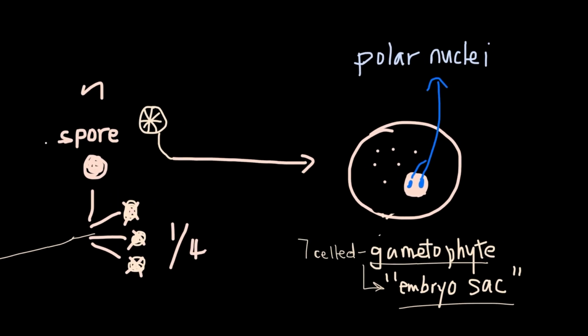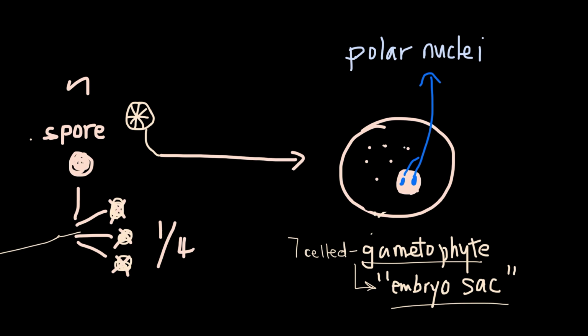This gametophyte only has 7 cells. I made 7 dots in here. So this gametophyte contains 7 cells. It's a 7-cell female gametophyte that contains one large central cell. And inside that large central cell, there are 2 nuclei, which we call the polar nuclei. And by the way, the 7-celled female gametophyte is also called the embryo sac. So if the question asks you, what is the embryo sac in the alternation of generations? The embryo sac is the gametophyte phase for the female angiosperm.